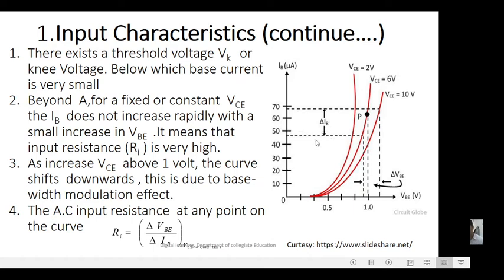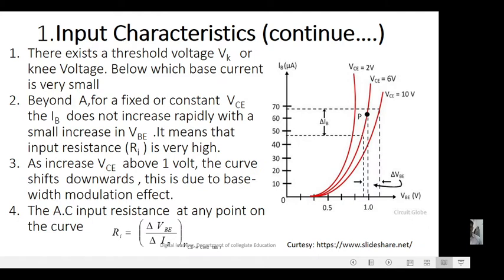Here the difference between the two points gives rise to a difference of delta IB, and here delta VB is the difference of the two voltages along the x-axis, VBE. So beyond A, for a fixed or constant VCE, the IB does not increase rapidly with a small increase in VBE. It means that input resistance RI is very high. As we increase VCE above 1 volt, the curve shifts towards the right. This is due to the base width modulation effect.